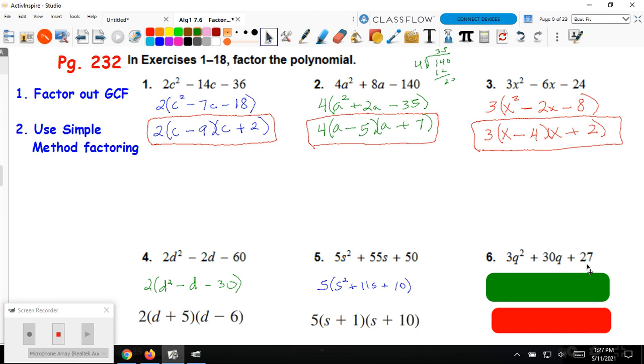3 can come out of all three of those numbers. And so 3 comes out. What's left in our first one? Q squared. And then you have a 10Q from the middle. And then 9 for your last one. And then we're going to just keep the 3 on the outside.